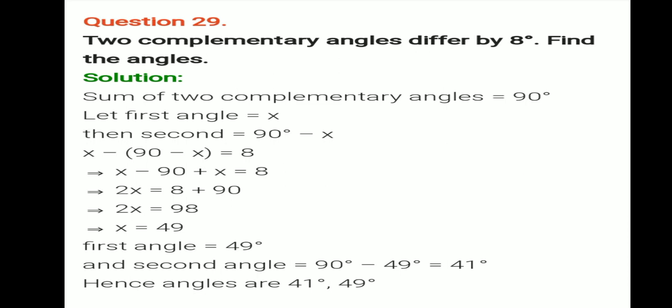Complementary angles are those angles whose sum is 90 degrees. It means if one angle is 40, its complementary angle will be 90 minus 40, that is 50.